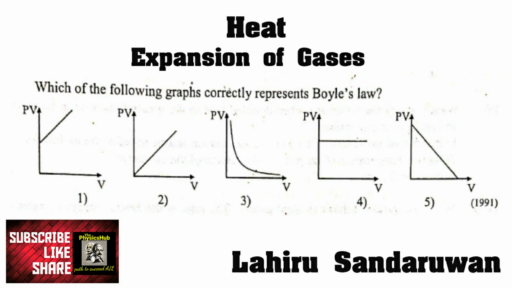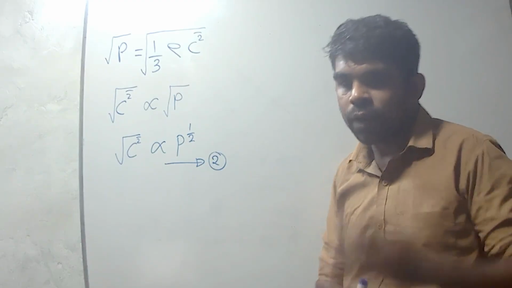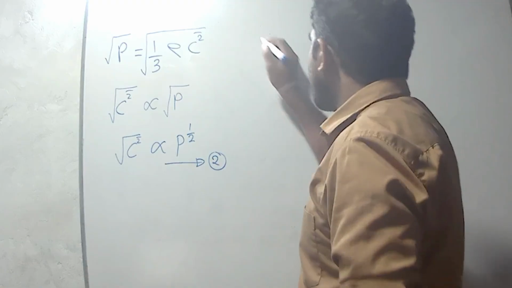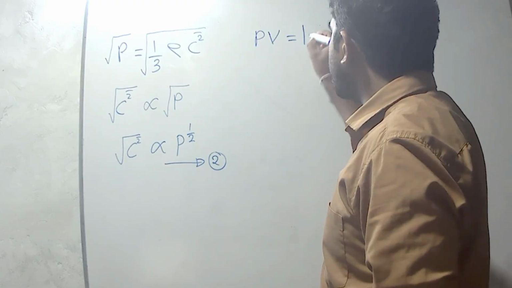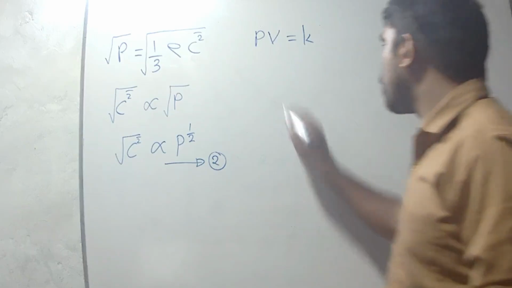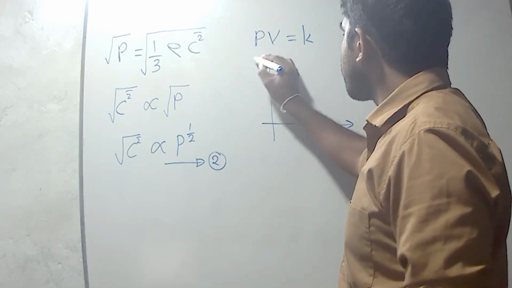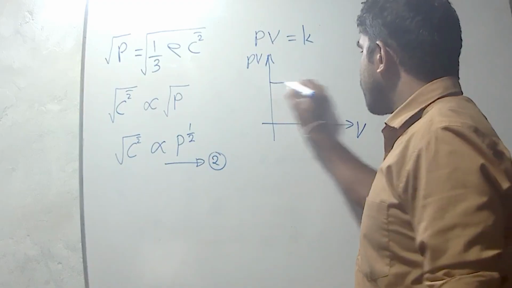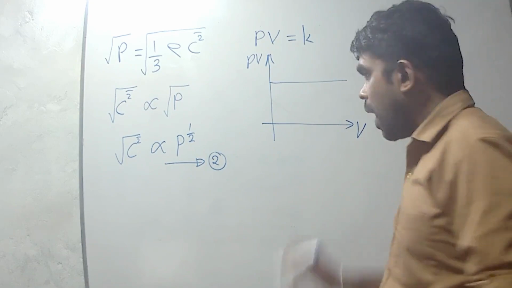Which of the following graphs correctly represent Boyle's law? They have given the relationship between PV and V. We know that according to Boyle's law, PV is constant. It is not dependent on pressure or volume. Therefore, the graph should be like this. There is a constant value for the PV product. Then the answer is 4.